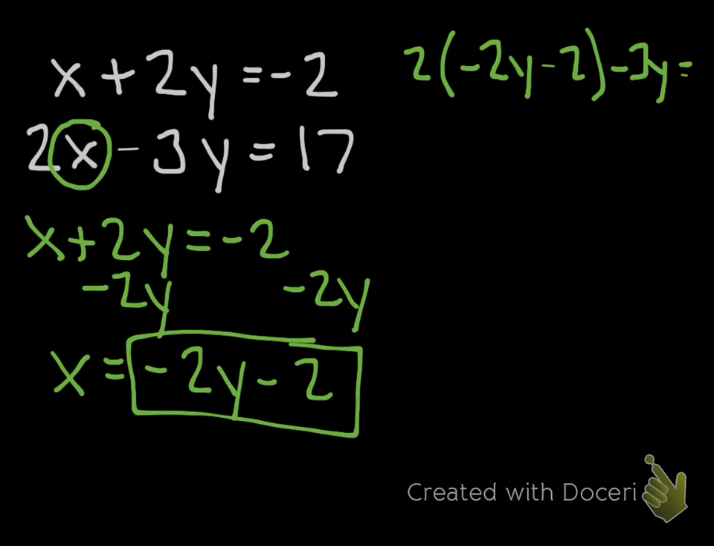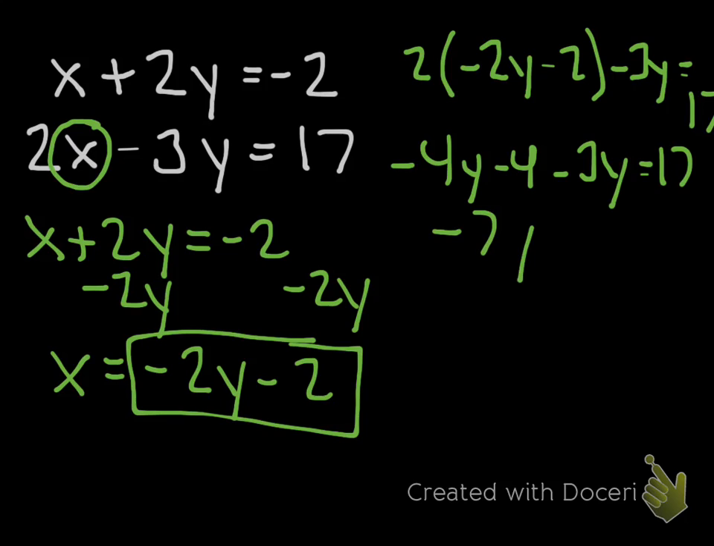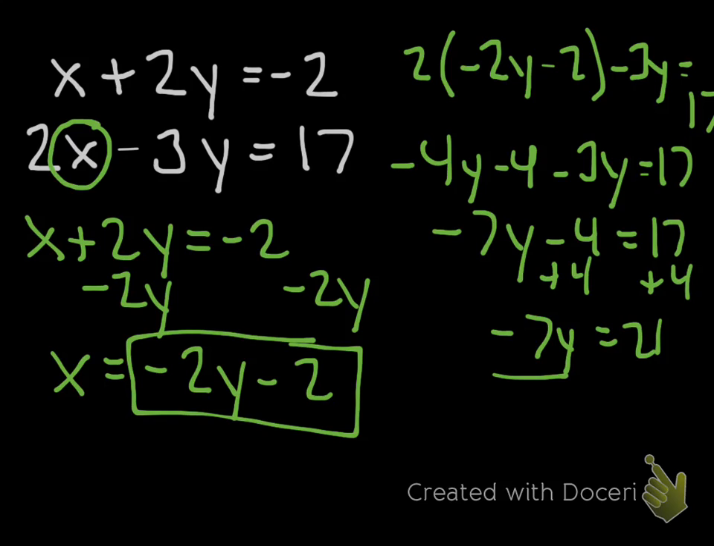Oops. Equals 17. I'm running out of space here on my screen. Do a little distributive property. I have negative 4y minus 4 minus 3y equals 17. Combine like terms. Negative 7y minus 4 equals 17. Add 4 to both sides. Negative 7y equals 21. Made in the shade. Now I divide by negative 7. I find out that y equals negative 3.